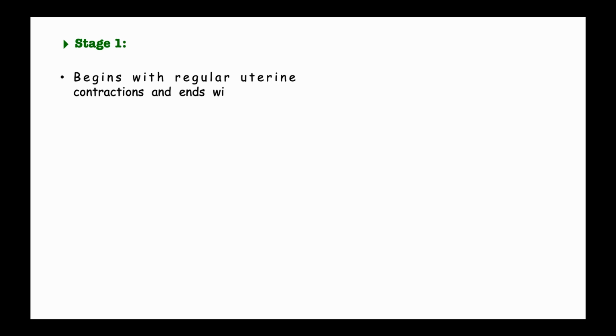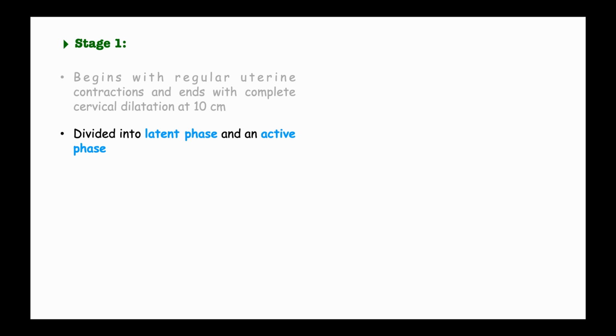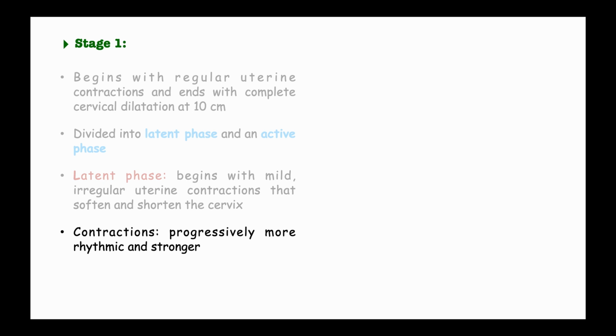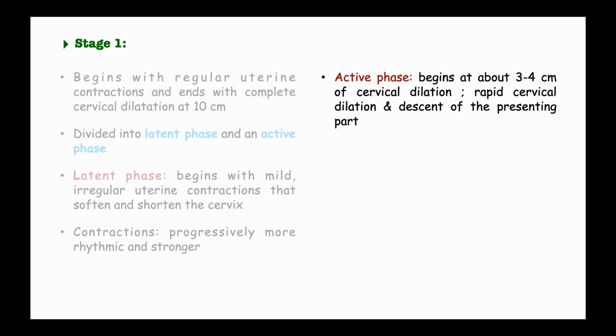The first stage of labor begins with regular uterine contractions and ends with complete cervical dilatation at 10 centimeters. Now, as we said, it is divided into two: latent phase and active phase. The latent phase begins with mild, irregular contractions that soften and shorten the cervix. The contractions then progressively become more rhythmic and stronger. Now, the active phase begins at about 4 centimeters of cervical dilatation, and it is accompanied by rapid cervical dilatation and the descent of the presenting part.